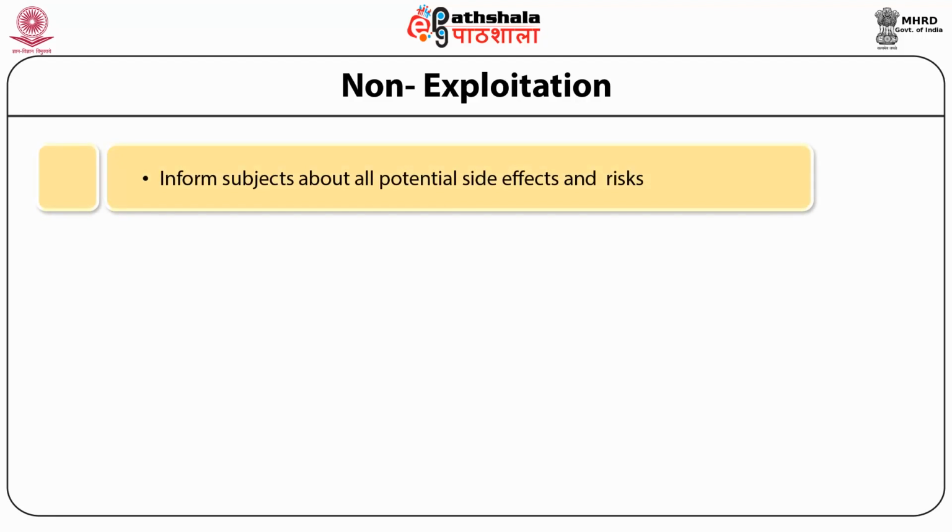To inform the subjects about all potential side effects, it is very important that the principal investigator, when recruiting the subjects, informs them that there will be any potential side effect or risk. If there is no risk, then also it should be informed that there is no risk in the study. All the study subjects should read the study protocol and sign the consent forms.